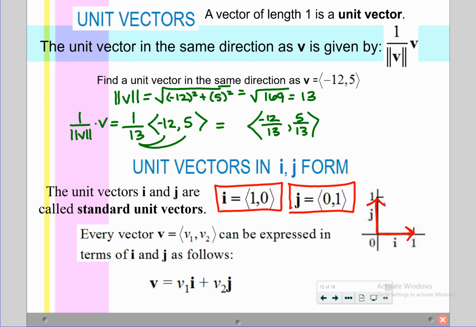So in general, let's say I had the vector 3, negative 4. That vector goes 3 to the right and 4 down. If I wanted to write it in ij form, it would just be 3i, 3 to the right, and then minus 4j. It's negative, so it goes down, 4 down. So that's just another way to write a vector. i just means the first unit, the horizontal unit. j means the second unit, or vertical unit.